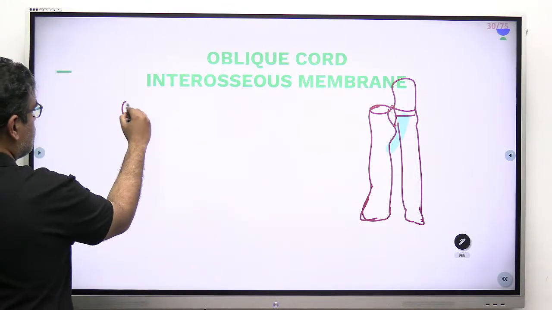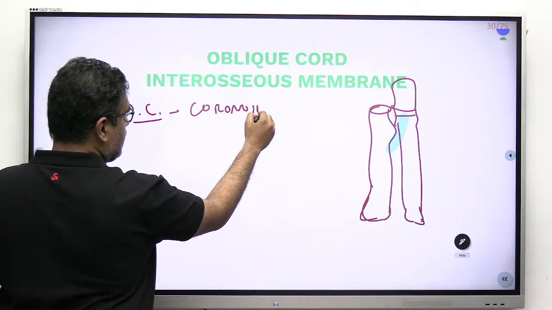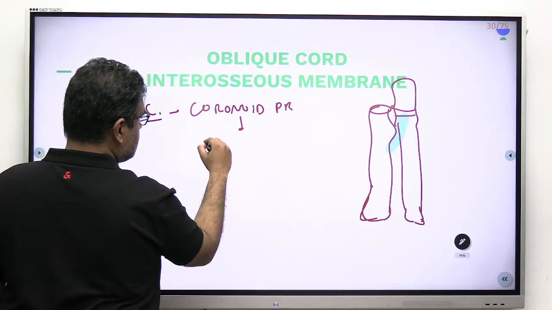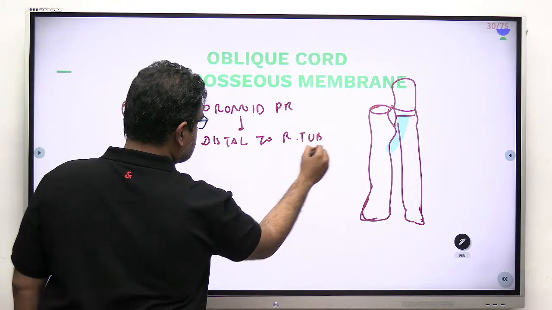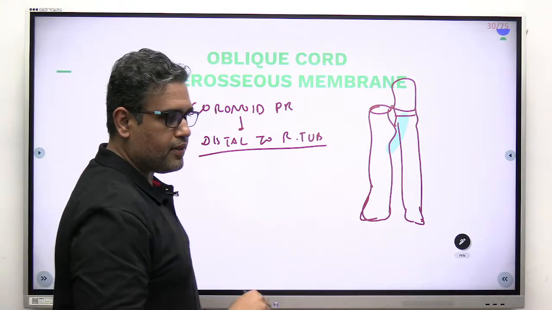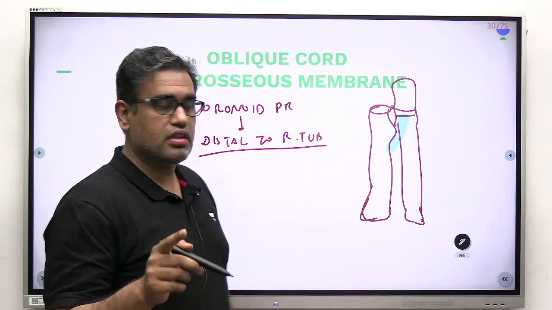Oblique cord, understand, O C, it is arising from the coronoid process of the ulna to just distal to the radial tuberosity. Just distal to the radial tuberosity, we have the oblique cord. Very important. Why? We'll just see.